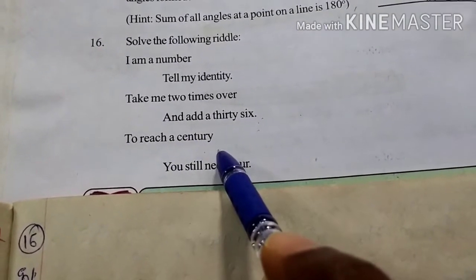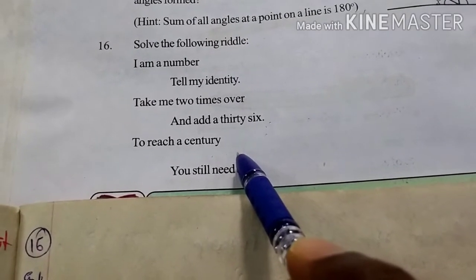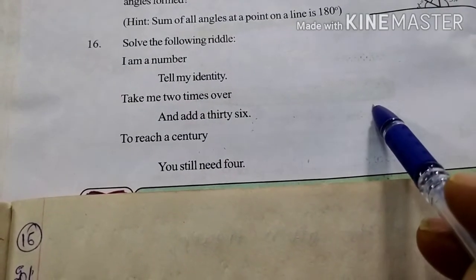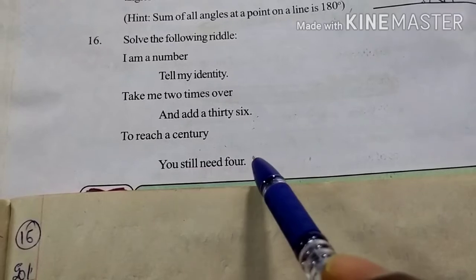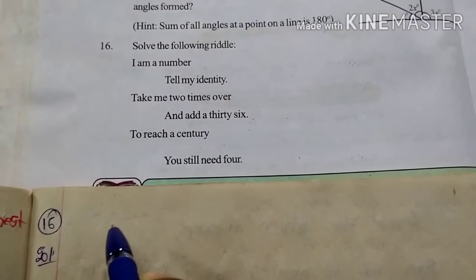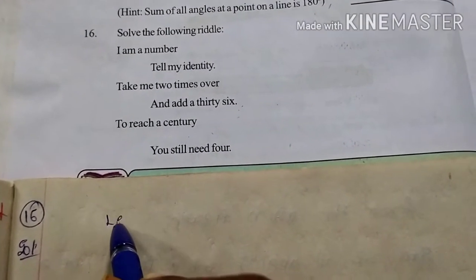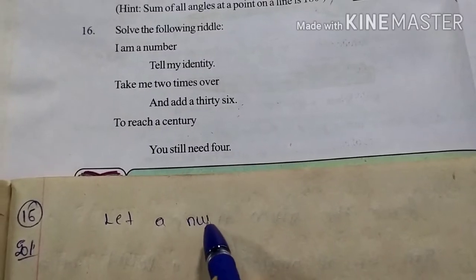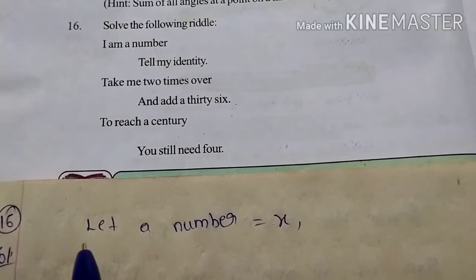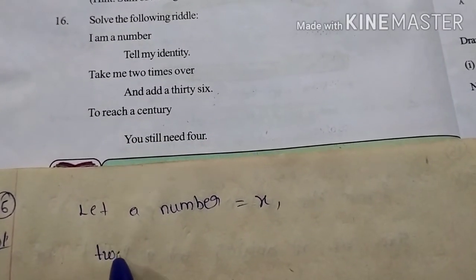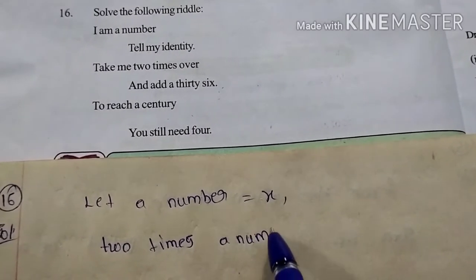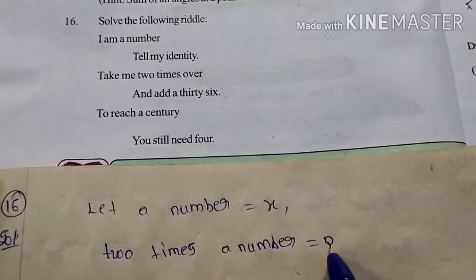See, to reach a century. Century means it is equal to 100 or not? Yes. To reach a century, that means here 2x plus 36, to reach century 100, you still need 4. You still need 4. That means you can write here, I am expressing, let the required number be equal to x. 2 times a number is equal to 2 into x, that means 2x.